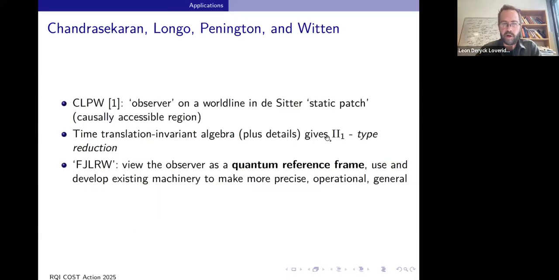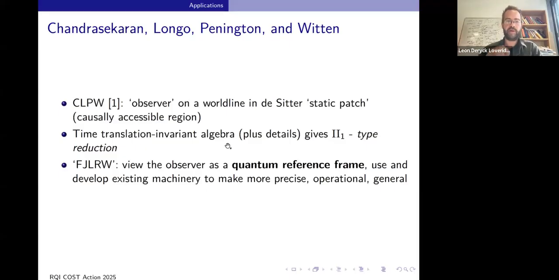So there was a recent piece of work on this, CLPW, where they say, okay, let's look at a particular model. Let's take a space-time which is a portion of de Sitter, the so-called static patch. So that's the bit of de Sitter that's causally accessible to an observer. So the bit that you can get to with light rays and so on for any observable in de Sitter. So you pick an observer and you sort of causally complete it.